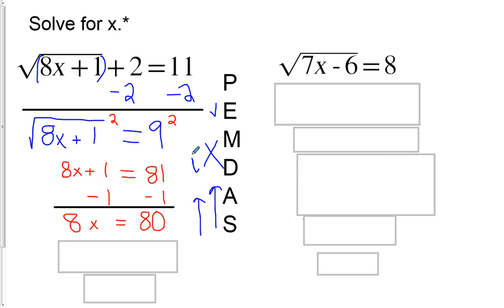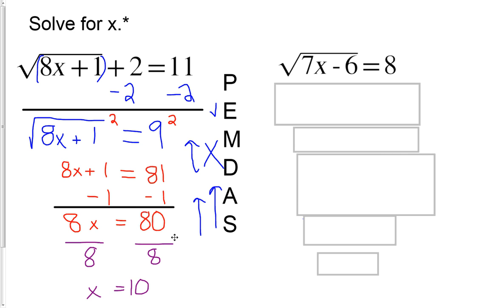And then we multiply, divide by 8 on both sides. 8 times what is 80? We get 8 times 10, so x is 10. That's our final answer. Plug it in to double check. We won't do this every time, but you can, and it's very recommended to do so on, say, a test or quiz. 8 times 10 is 80. 80 plus 1 is 81. What times what is 81? 9. So the square root of 81 is 9. 9 plus 2 is 11. Check. It worked.